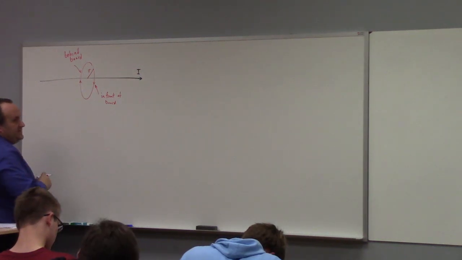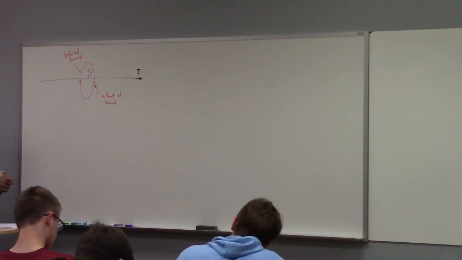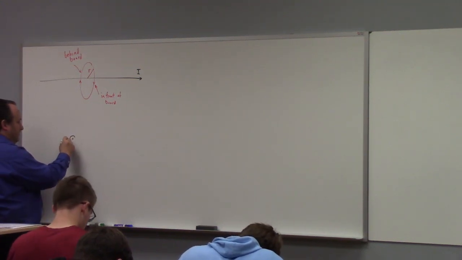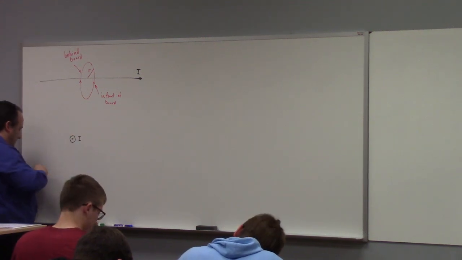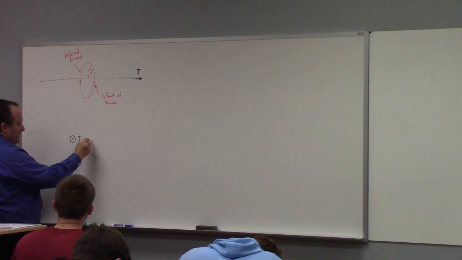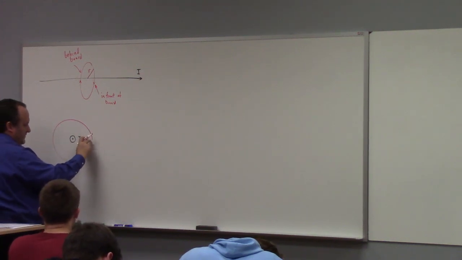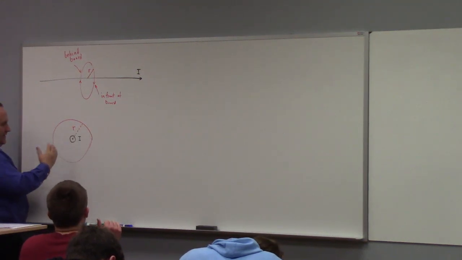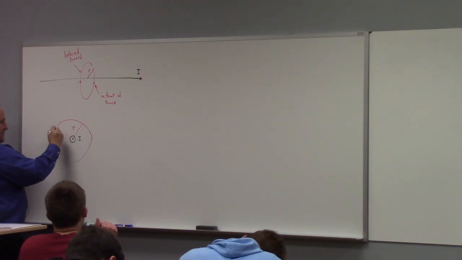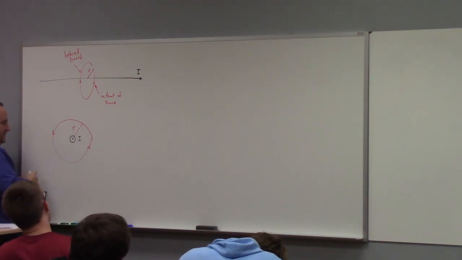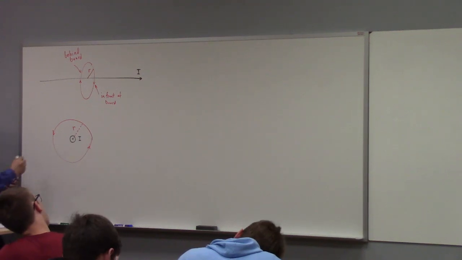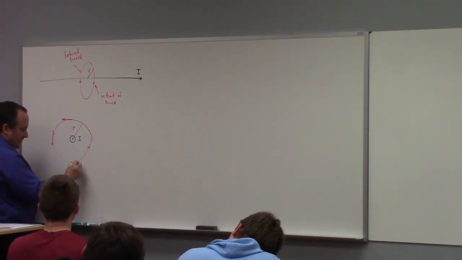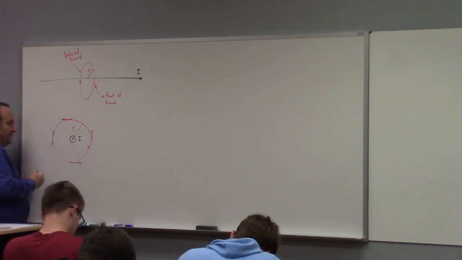I know it's hard to judge, so if I draw the picture dead on, with the current coming out at me, the Amperian loop would look like this. It's easier to picture like that, and this distance would be r. The direction of the magnetic field lines is like this, so if I draw the little magnetic fields, they're here and here and here and here, and so forth.